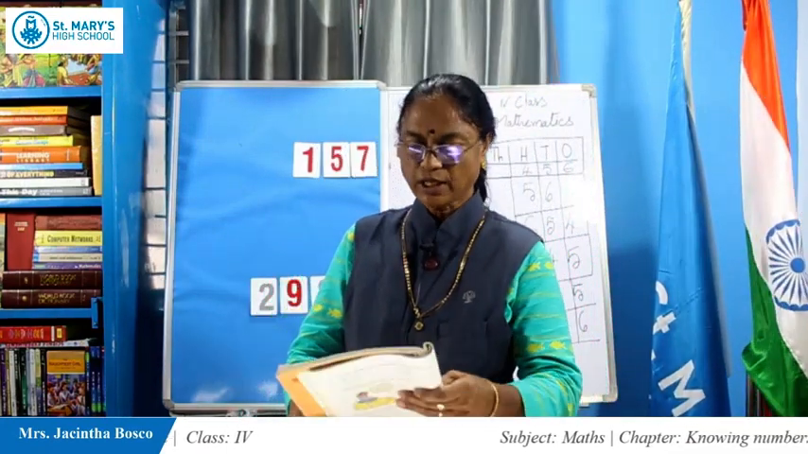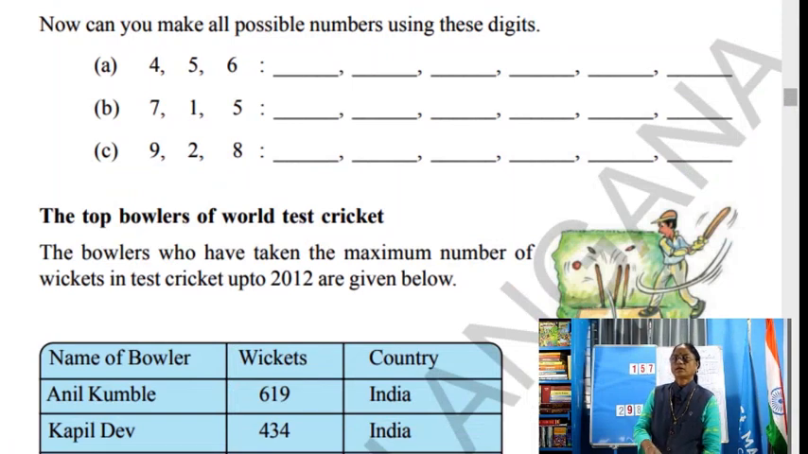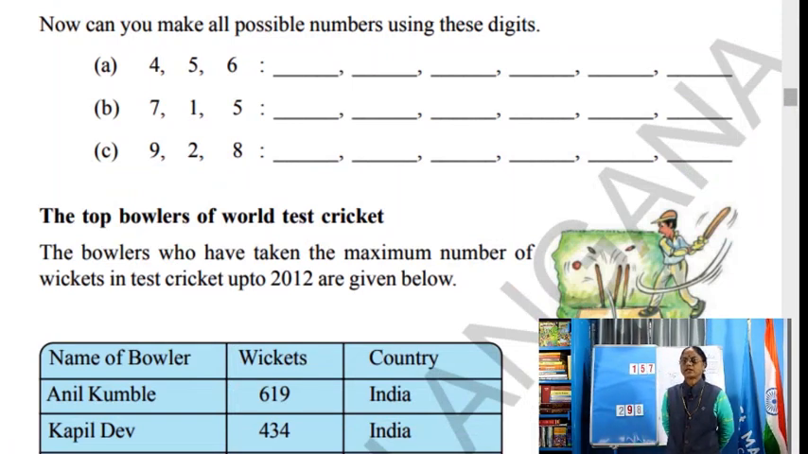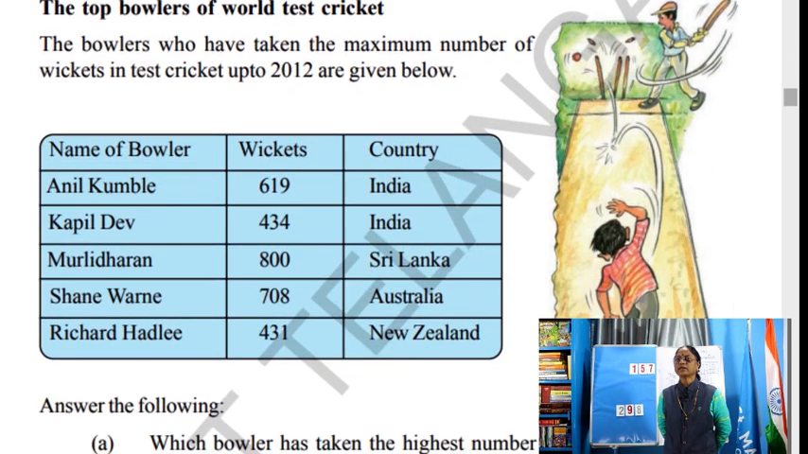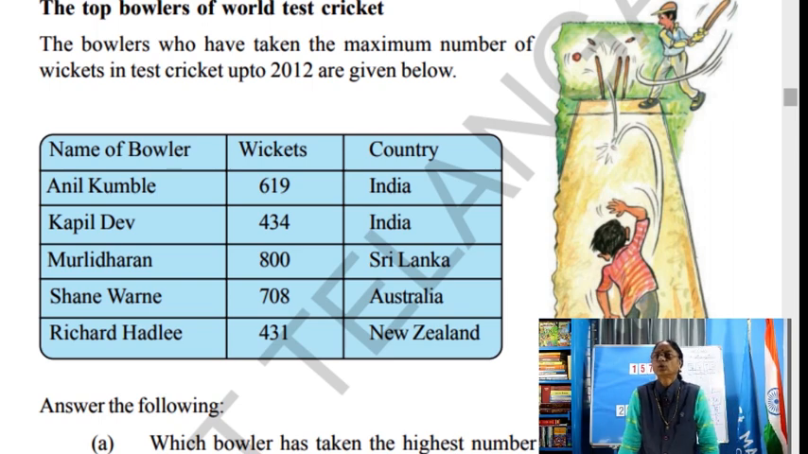See in the question, top bowlers of World Test Cricket. You love cricket. See, the boy is batting there. He has given the wicket, taken the wickets. The bowlers who have taken the maximum number of wickets in the test cricket up to 2012 are given below. I am reading the question. Look at the question there.